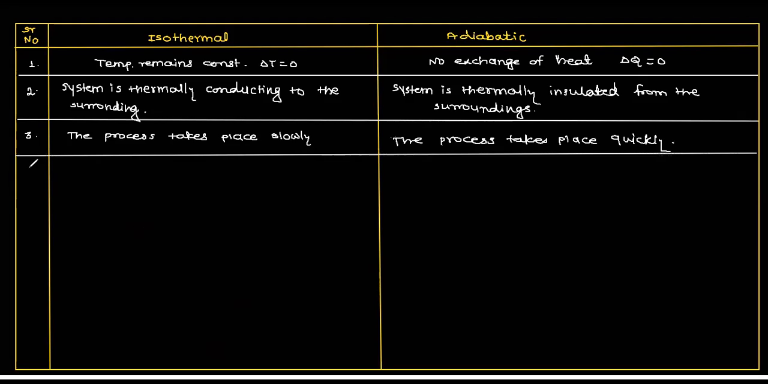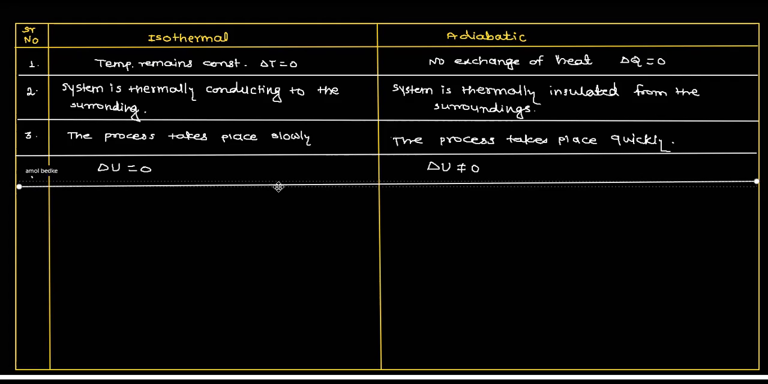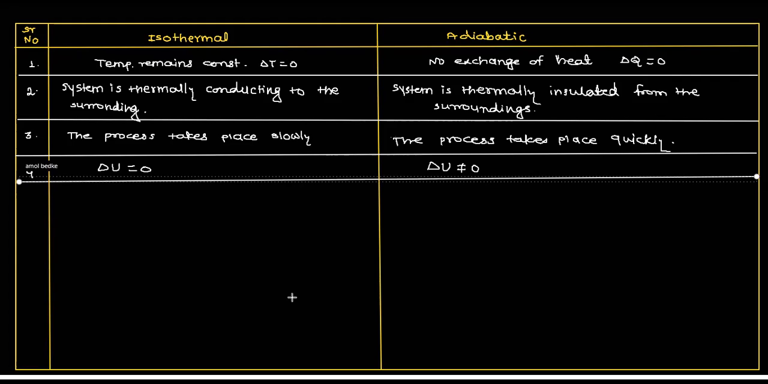Okay, next one, fourth point. Internal energy, that is delta U is equal to 0. Delta U is equal to 0. And here delta U is not equal to 0. This is your fourth point. Easy. Is it easy? Yes, it is very easy. Why is internal energy 0? Because here temperature is constant. Here there is no constant temperature. There delta Q is 0.